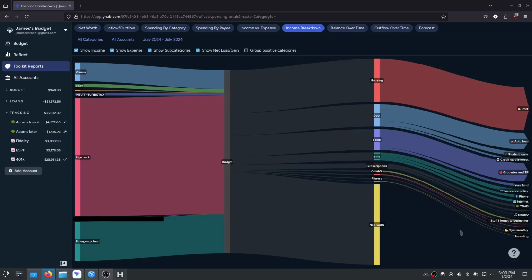What I don't like about this diagram is it doesn't show you your breakdown of sinking funds. Anything that wasn't spent or anything that wasn't logged as a transaction is considered net gain. And this also includes credit card payments.